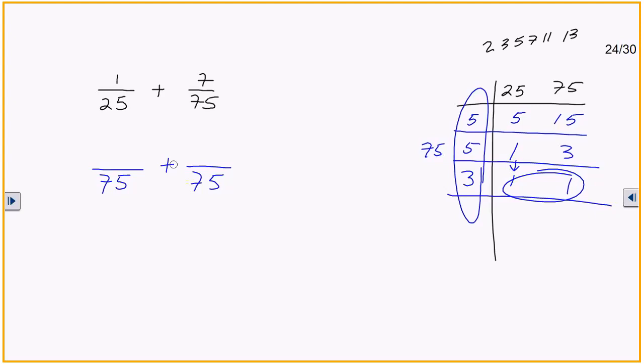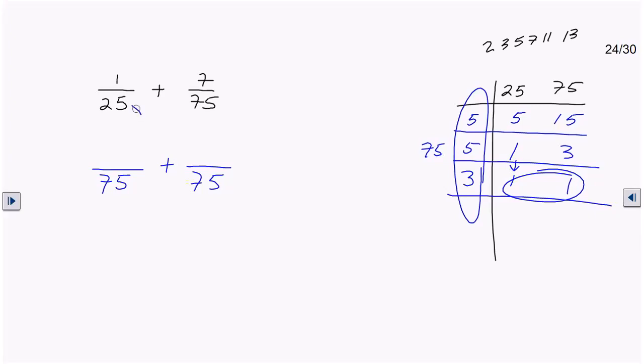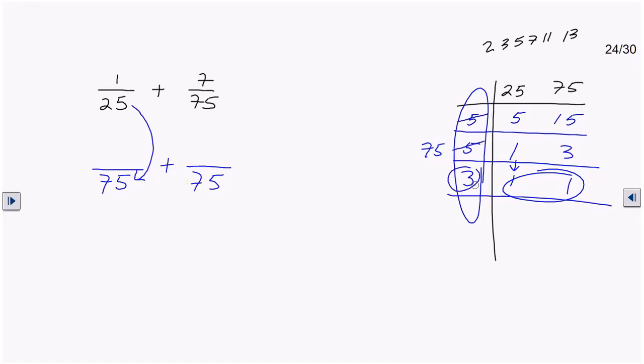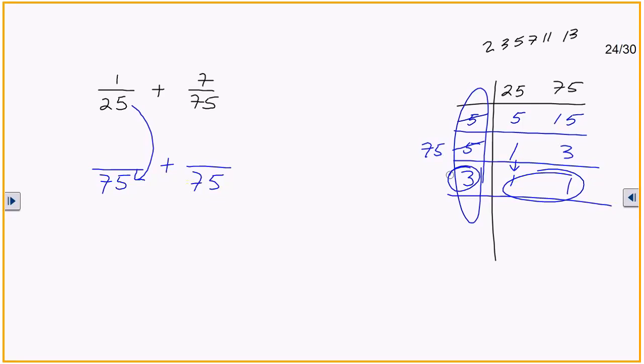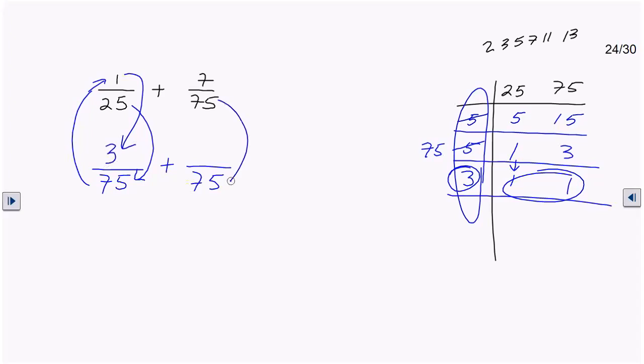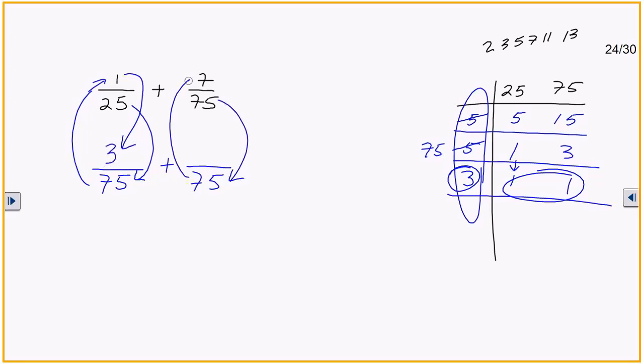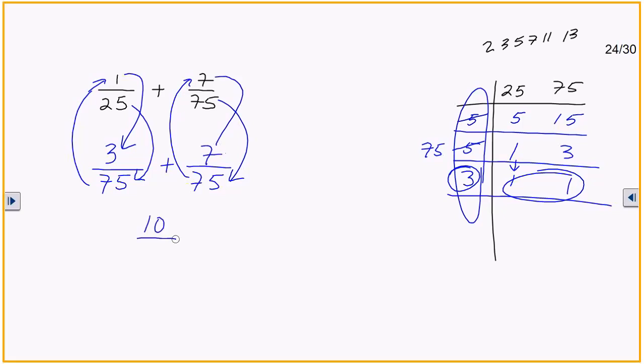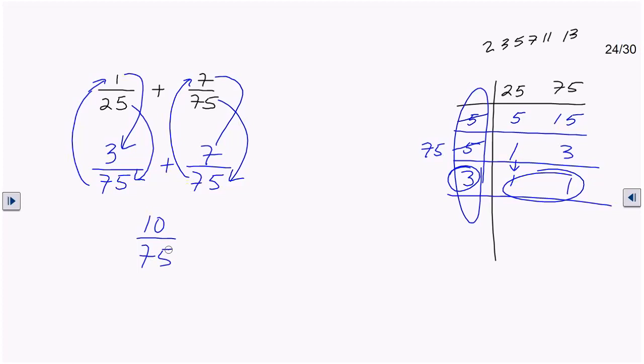Now I want to convert. 25 will go into 75. Well, here's 25 right here. 25 will go into 75 3 times. 3 times 1 is 3. 75 will go into 75, 1 times 7 is 7. And our answer is 10 over 75.